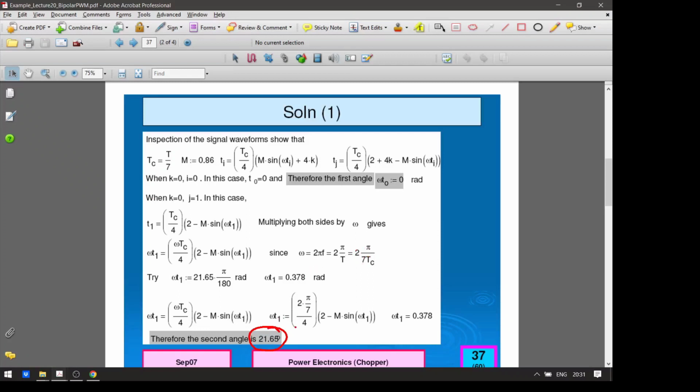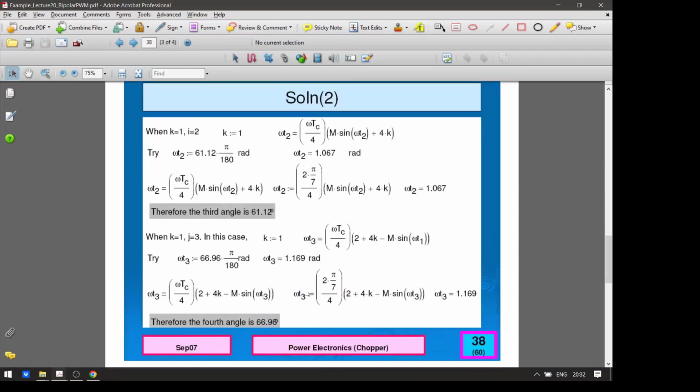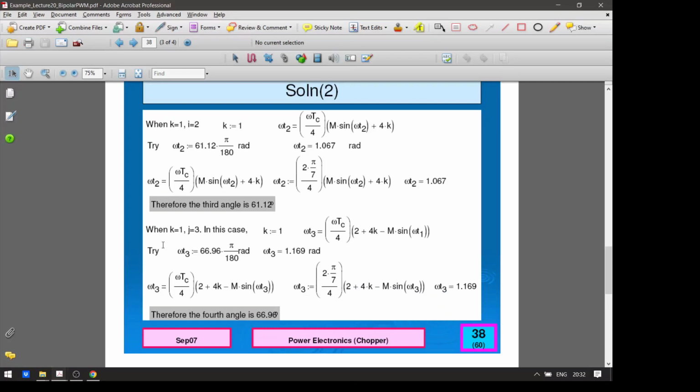Okay, therefore the second angle is 21.65. Next, when k equals 1, we look into the second angle, theta p2, isn't it? So we jump to theta p2, and therefore you obtain 61.12, or in radian is 1.067. And next you proceed with the second negative slope. That will give you 66.96, or equivalently 1.169 radian.